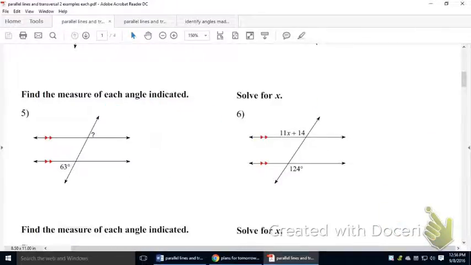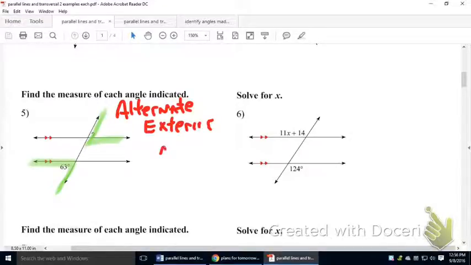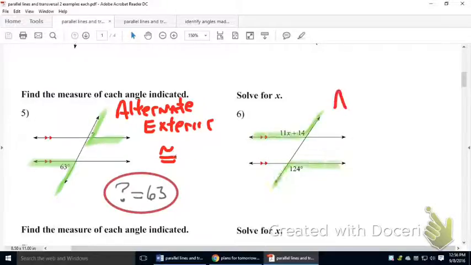5 and 6. We look at 5 and 6. We notice the parallel lines. By the way, if I didn't mention it before, these little arrows here, the red ones, those are parallel lines. So these two angles, their relationship, alternate exterior. We know on our flashcards alternate exterior angles are congruent. Because they're congruent, we just know they're equal.